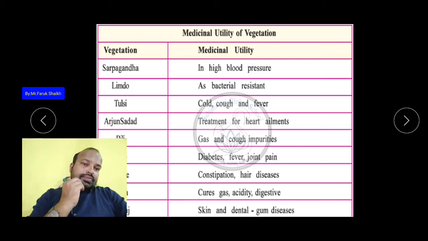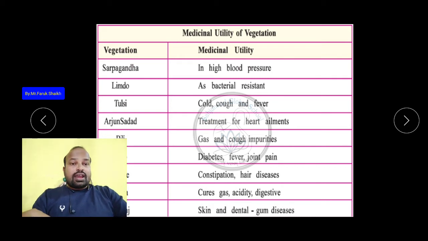So here you can see in this table that different types of plant vegetation are given, and what their medicinal utility is, meaning how they are useful as a herb and what kinds of diseases they can cure. The first name is sarpagandha, and sarpagandha is useful in high blood pressure, meaning when the BP is very high. Patients who have the problem of high blood pressure can use the sarpagandha.